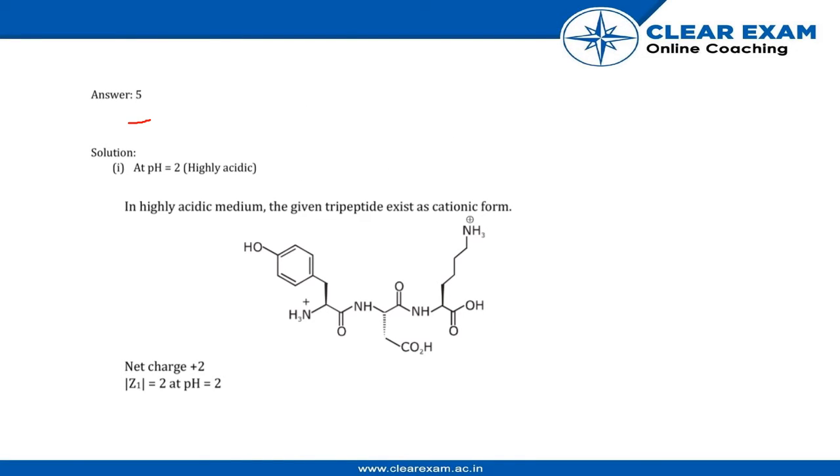Solution: first, at pH equals 2, highly acidic, in highly acidic medium the given tripeptide exists in cationic form. This is the structure. Now net charge equals +2, therefore |Z1| equals 2 at pH equals 2.